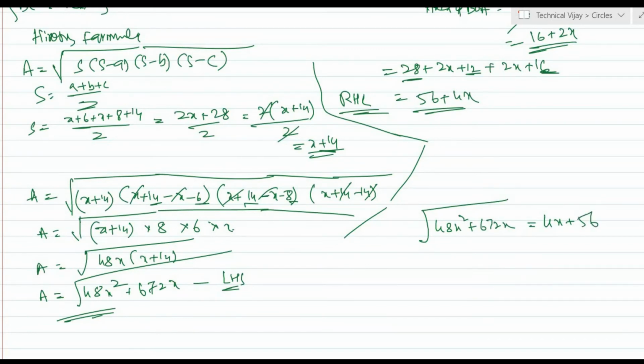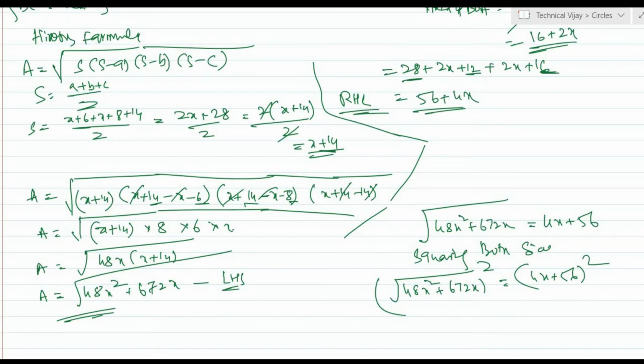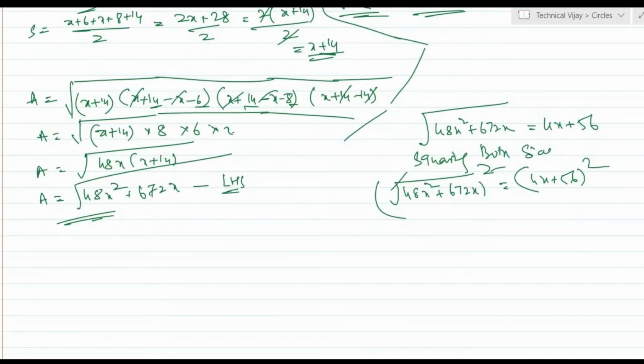Squaring both sides. So the square root of 48x square plus 672x, whole square, is equal to 4x plus 56 whole square. Now the square root and square cancel. So 48x square plus 672x is equal to a plus b whole square, that is a square, 16x square, plus b square, that is 56 square, 3136, plus 2 into 56 into 4x, which is 448x.